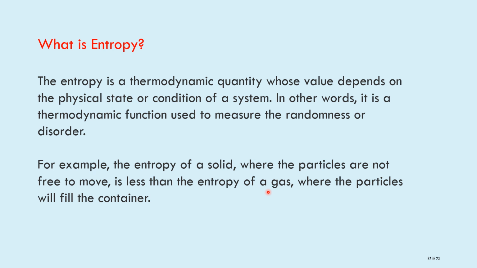But in the case of a gas, all the gas particles are far from each other, so the distance between the particles is more. The particles can easily move inside the gas. Then the randomness, or disorder, of the particles will be more. Therefore, automatically the entropy will be more, as the particles fill the container. This is the main difference between the entropy of a solid and the entropy of a gas.